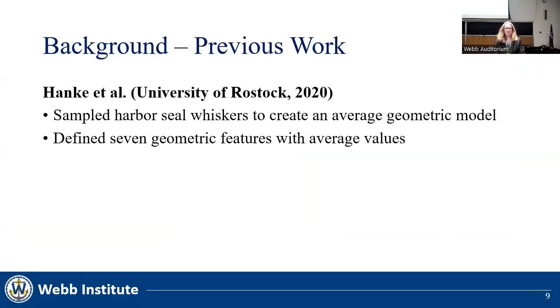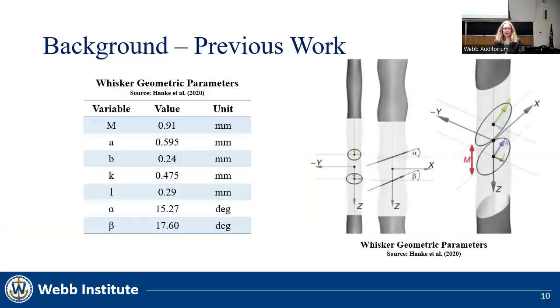Hank et al. in 2020 sampled harbor seal whiskers and measured them to create an average geometric model. He defined 7 key geometric features that can be used to adequately describe the geometry. The image on the right shows a base harbor seal whisker at several different orientations.